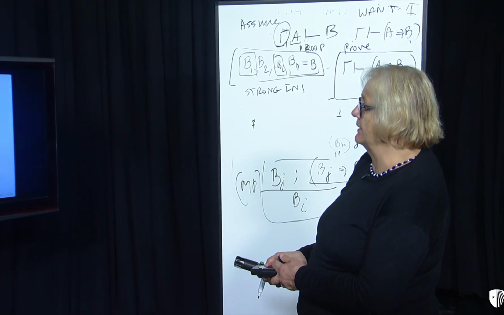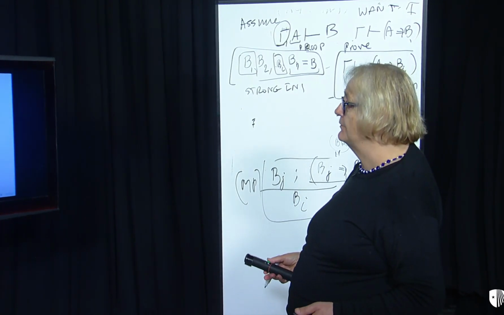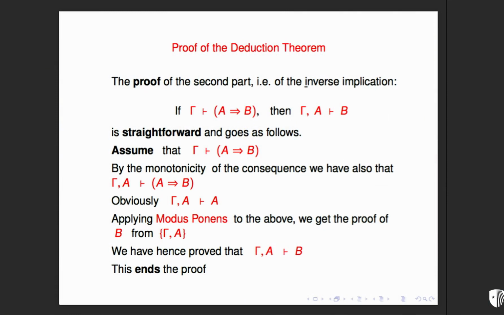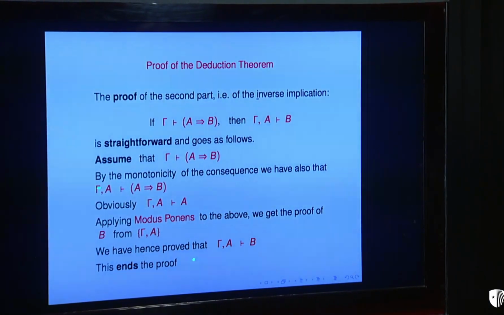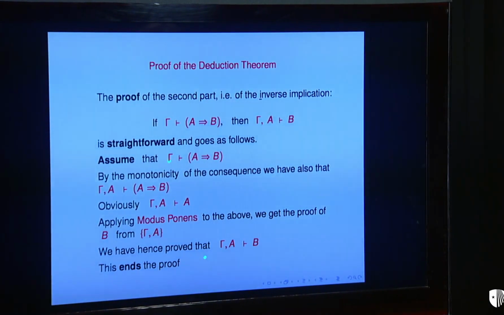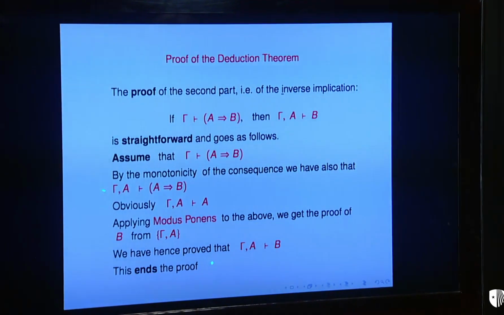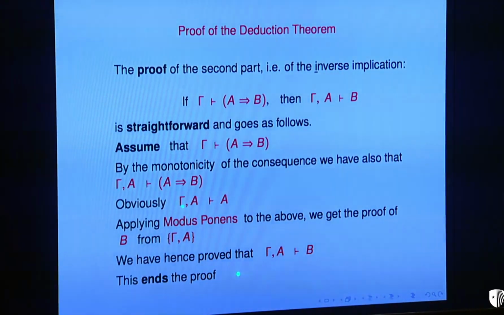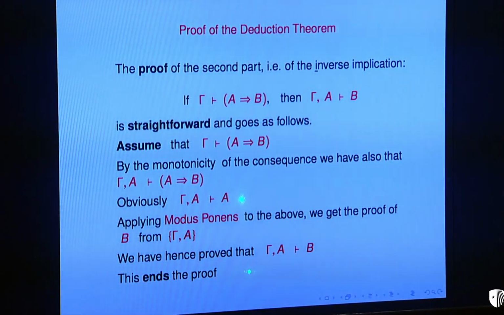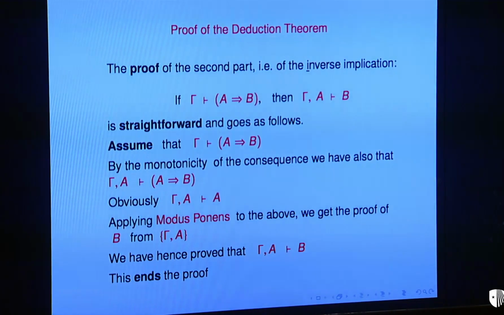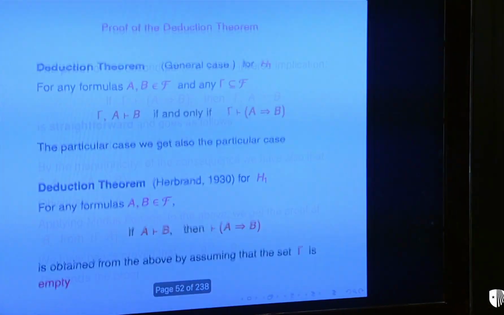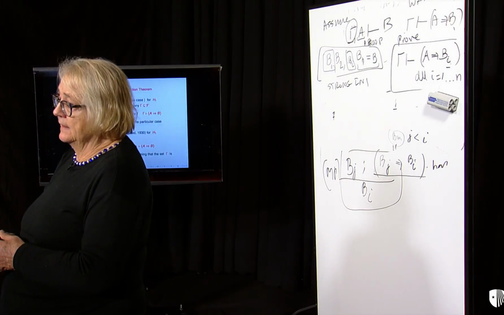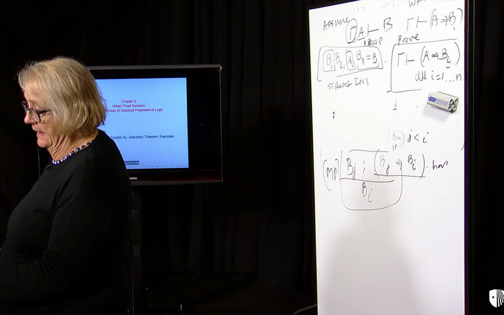And the other side, the inverse implication, is pretty obvious. Assume that gamma proves A implies B. By monotonicity, I can put A on the side because that set is larger than that. Obviously, gamma, A proves A always, and I can cut the A, and I have the proof of B, so I have that part. So this is pretty obvious. So we proved the deduction theorem.